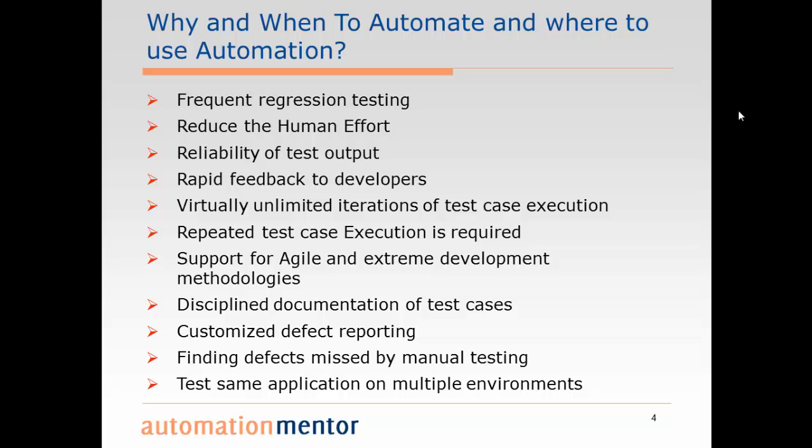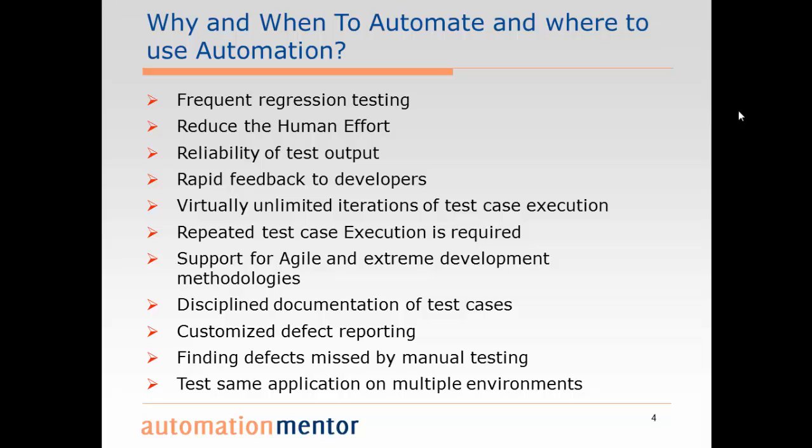Reliability of test output. When a manual engineer performs the same activity again and again, there might be a chance of human error. In the case of automation, the results are always reliable because there's no chance of something being overlooked by a machine.